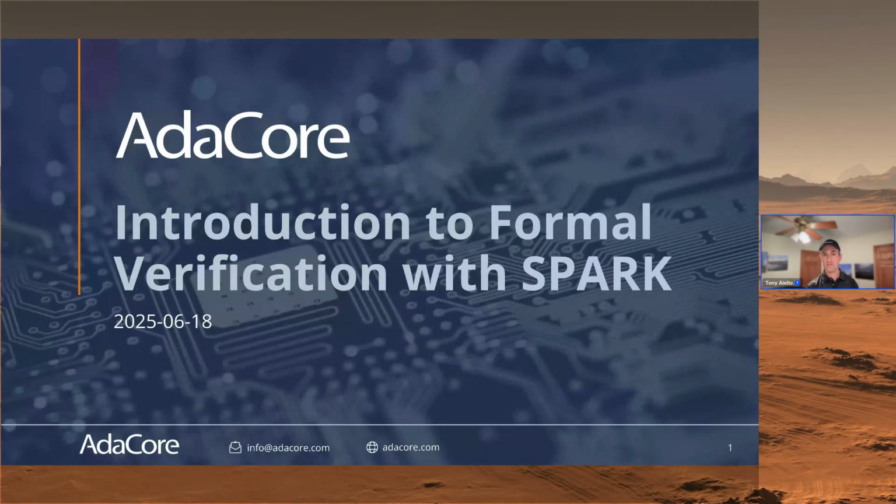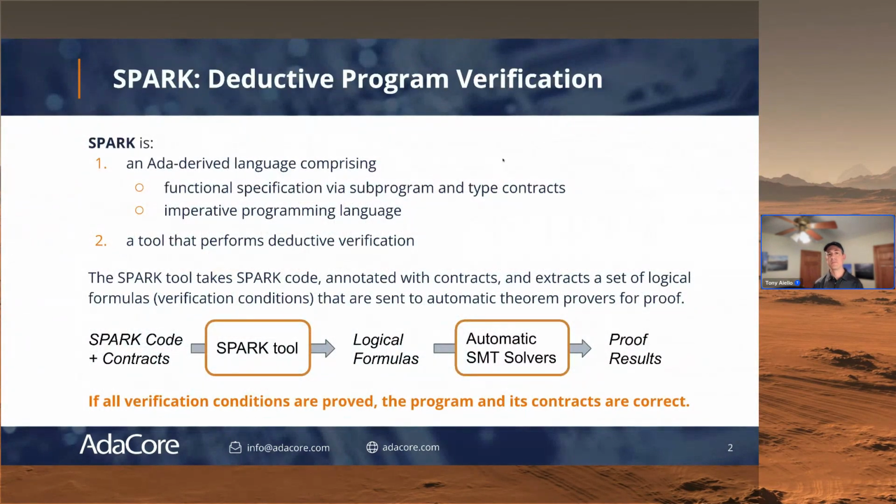Okay, so let's get started. Spark. Spark is deductive program verification. So when we talk about Spark, we're really talking about two things. First, an Ada-derived language that comprises both a functional specification language via subprograms and type contracts and an imperative programming language that's familiar, especially to folks who know Ada.